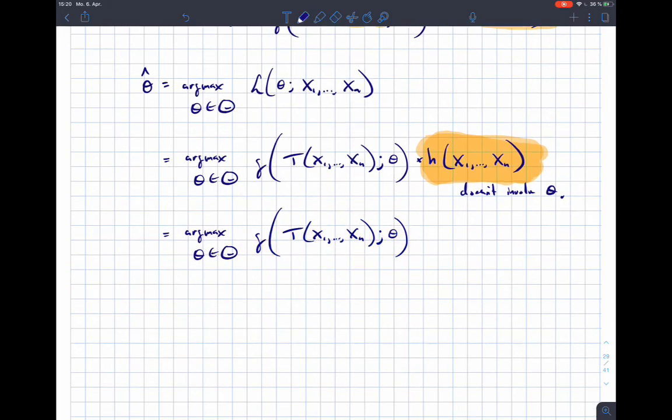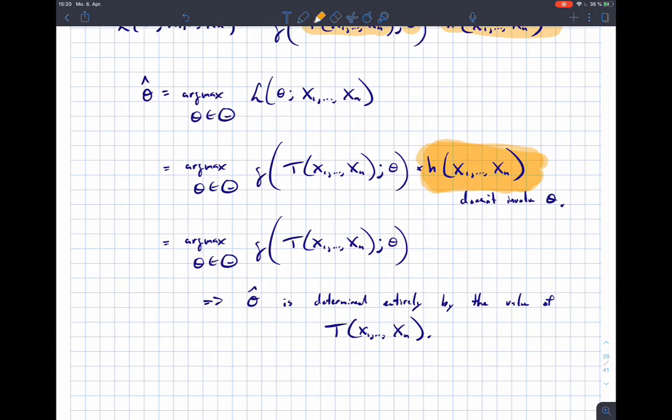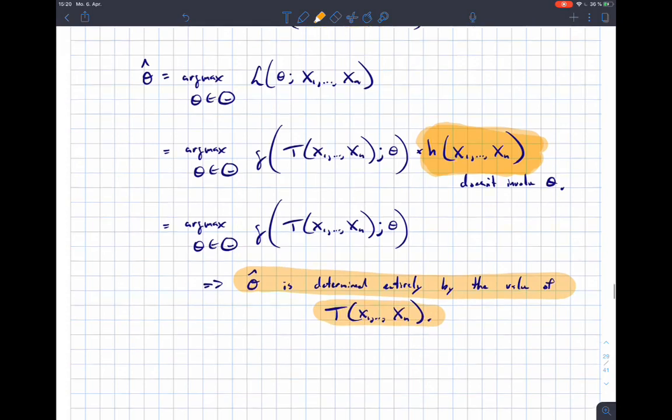And so it means theta hat is determined entirely by the value of the sufficient statistic T, T of x1 through xn. Okay, so always when we have a sufficient statistic for the parameter theta, if we compute the maximum likelihood estimator of theta, then that estimator will be determined by the value of the sufficient statistic.